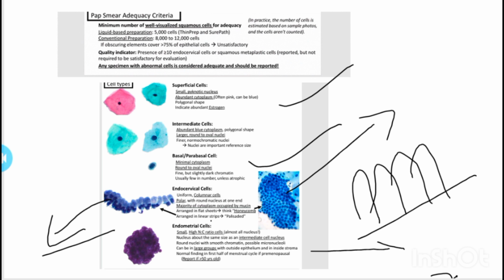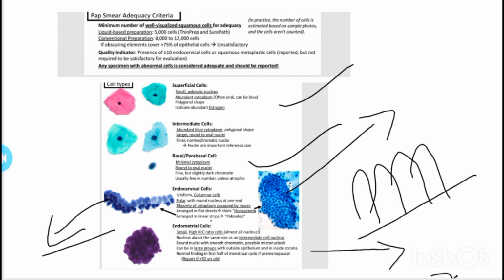Next, coming to the endometrial cells. Normally, in premenopausal women, in the first half of the menstrual cycle, we can expect normal endometrial cells. If these endometrial cells are present in women above 50 years, then it is of concern. We should be careful, because after menopause, if the cells are there, then we should think of some hyperplasia or some malignancy. So you have to be careful.